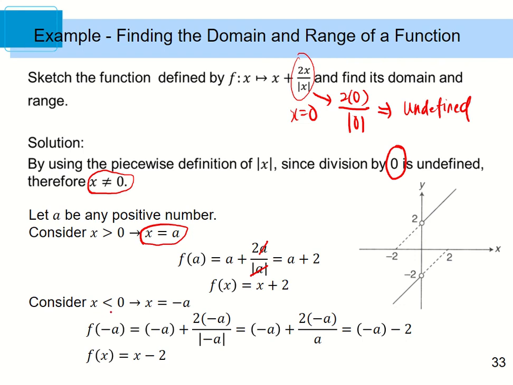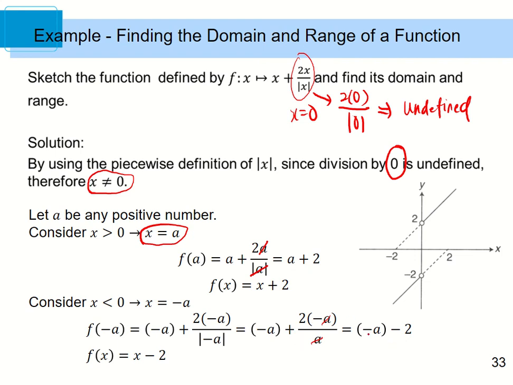Now, if we consider x as a negative number, we take x equals negative a. The a is a positive number, but we have a negative in front to show that this is always a negative number. So substitute into the function: we have negative a plus 2 times negative a over the modulus of negative a. After the modulus, the negative a becomes a. We can simplify this, so we have negative a minus 2.